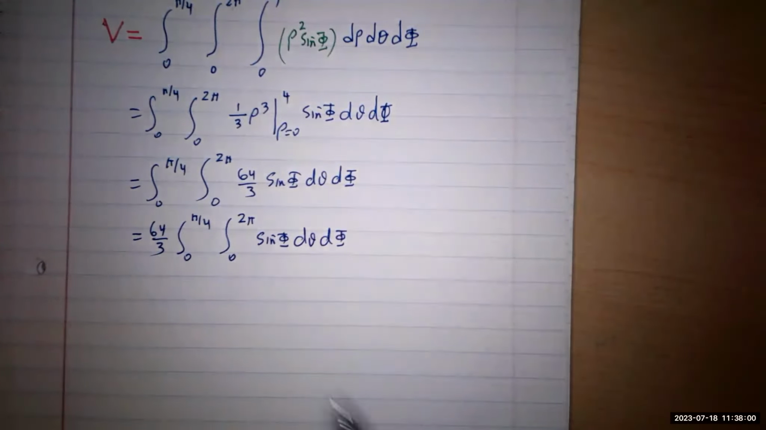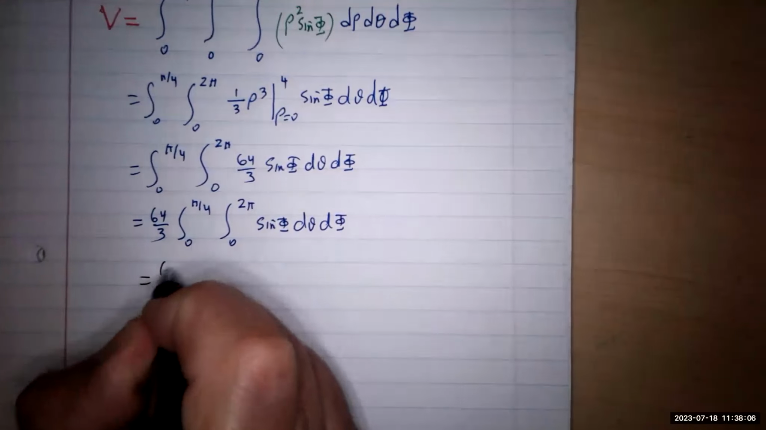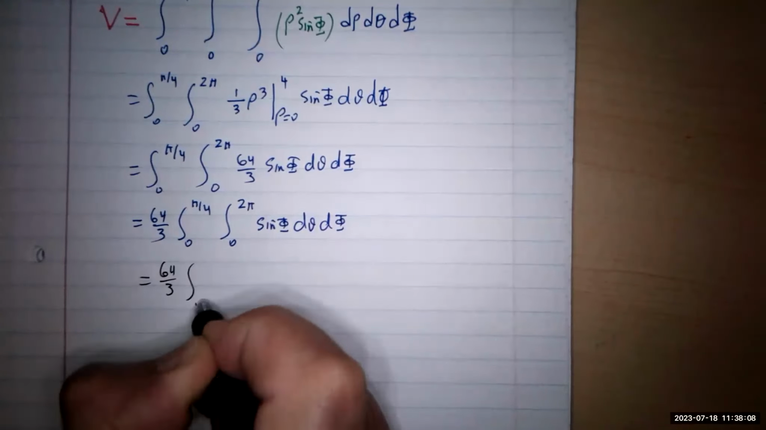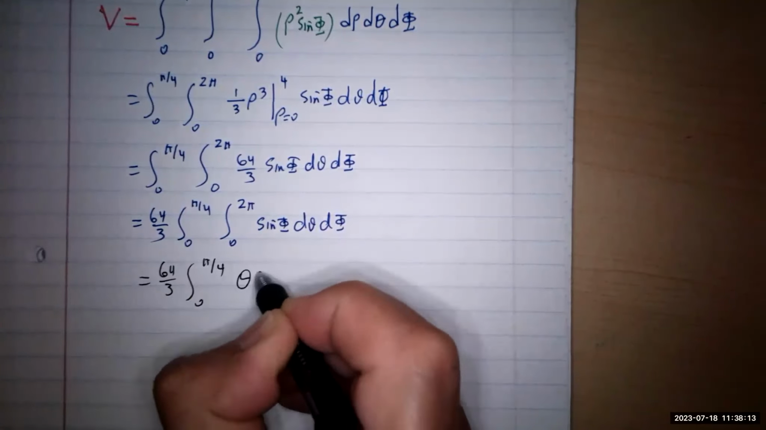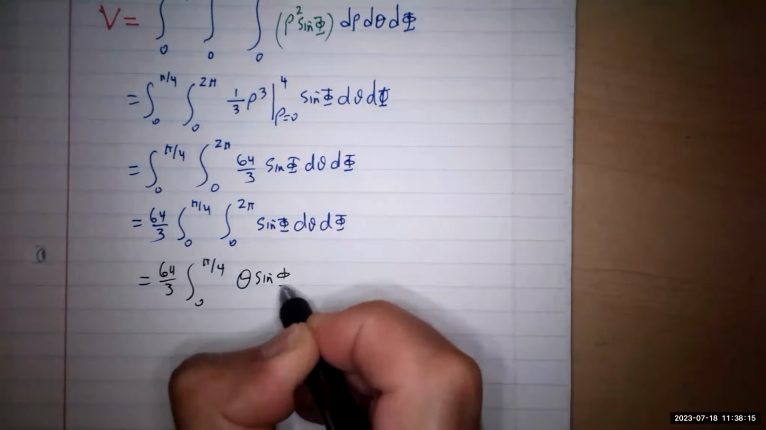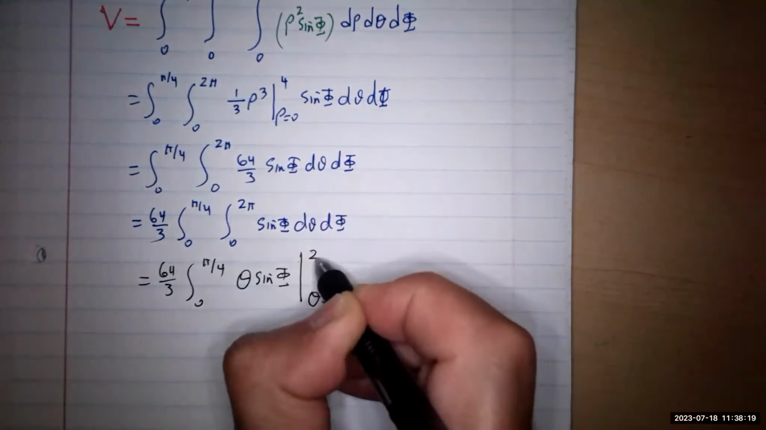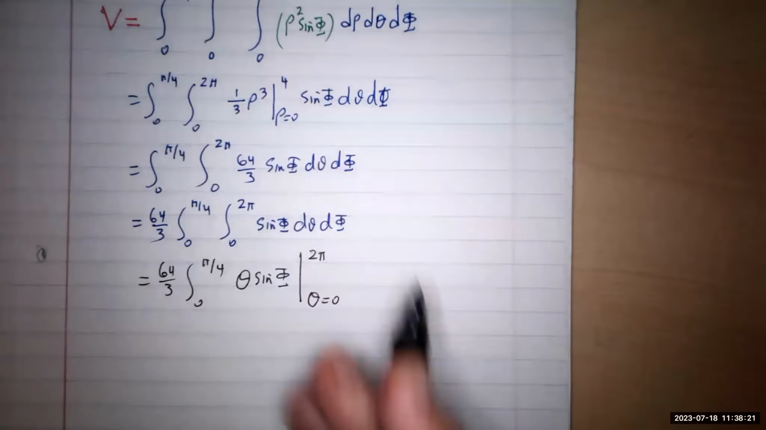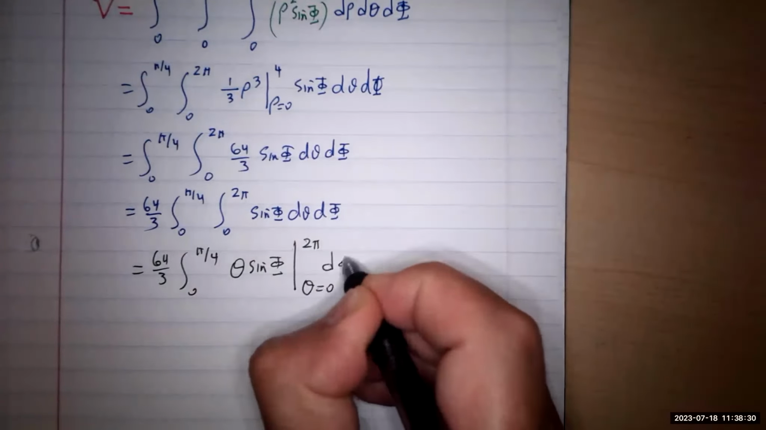So when we integrate with respect to theta, everything else is constant. So the integral would be theta only. So it's going to be 64 over 3, 0 to pi over 4, theta sine of phi, but theta is going to be from 0 to 2 pi. We can switch the order and just do the phi first. This is the way I write it down for this one. So when we're done, we come back and integrate with respect to phi.